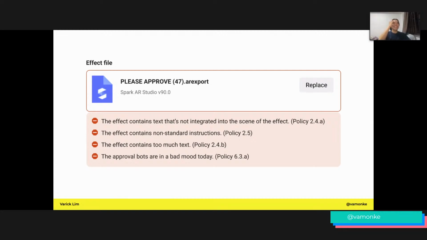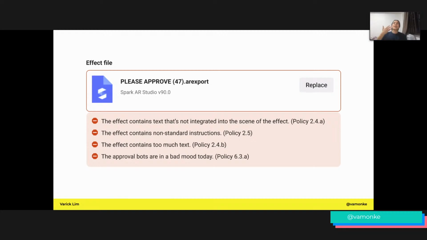No, it's not. So for those who need a recap, Instagram doesn't like static text. It likes text that moves according to the player. It doesn't like non-standard instructions, and it doesn't like too much text basically. And the last point about the approval box in the bad mode, that's just for laughs. It's not real.